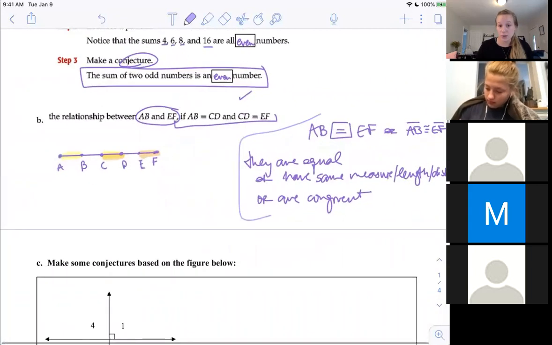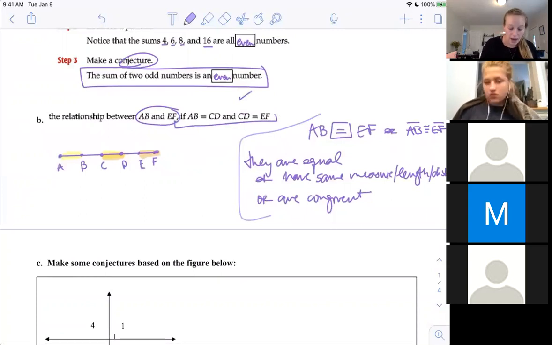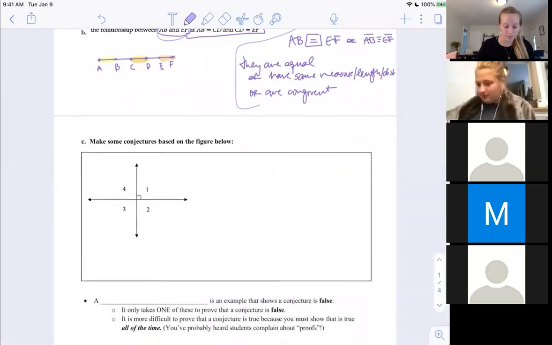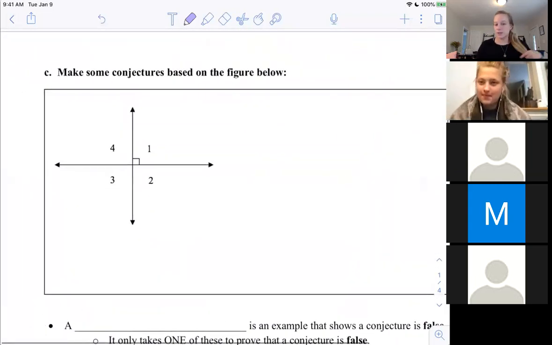I mean, we could also write a false answer. We could say something about something else. I could say AB is less than EF. It may not be true, but I could say it because a conjecture is just an educated guess. It does not have to be true or false. Okay, turn to the next page.